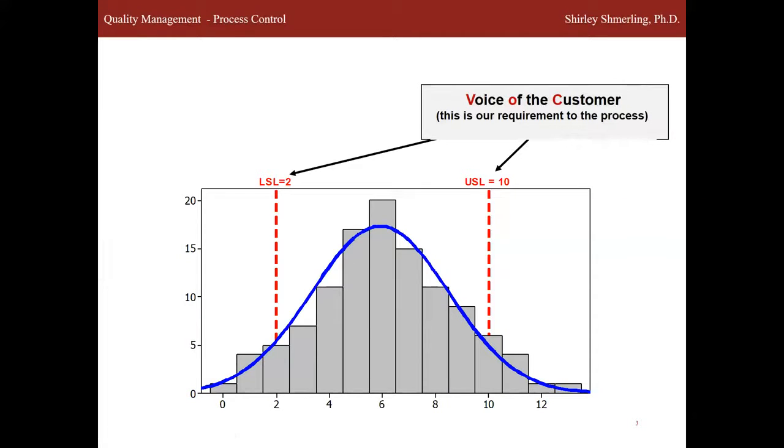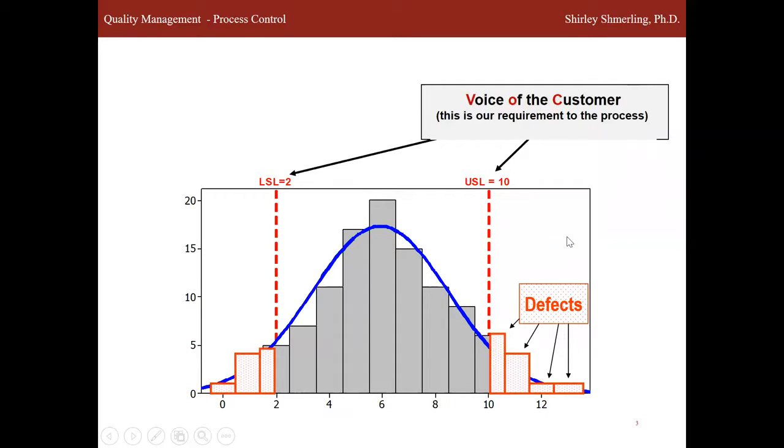So let's look at the voice of the customer and see if we can provide a measure of whether we are satisfying the customer requirements or not. Anything that goes above the upper specification limit will be considered a defect. Anything that goes under the lower specification limit will also be a defect. Obviously, what we want is to lower the amount of defects that we have.